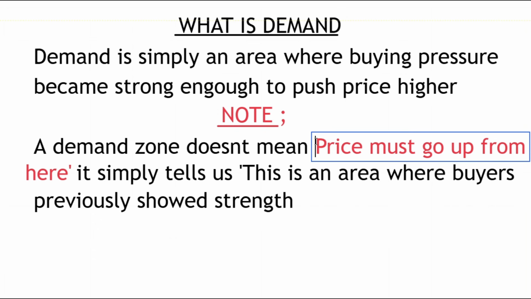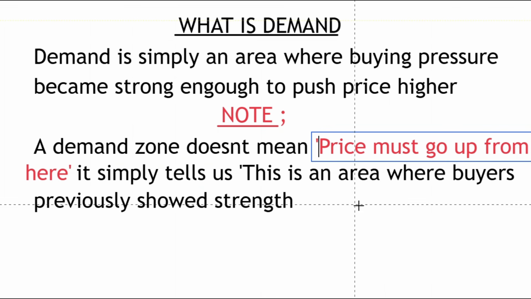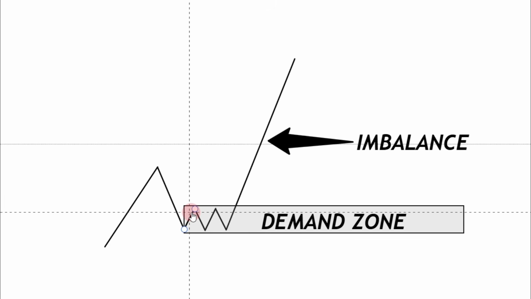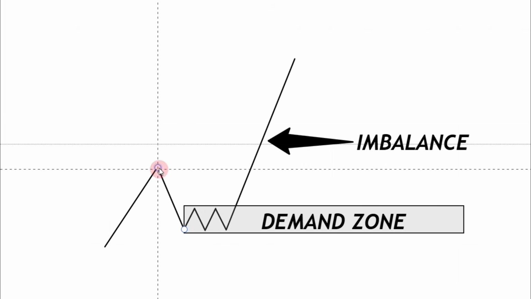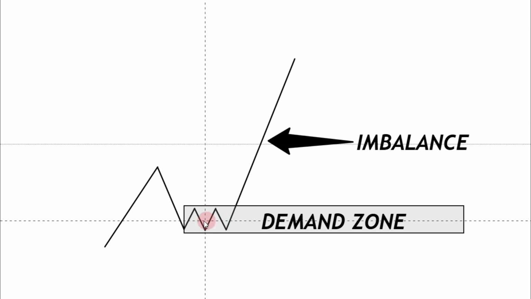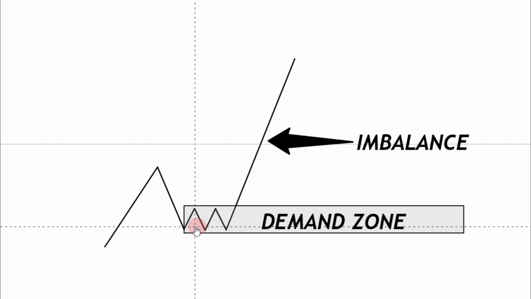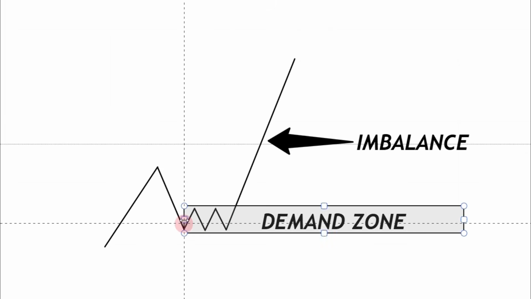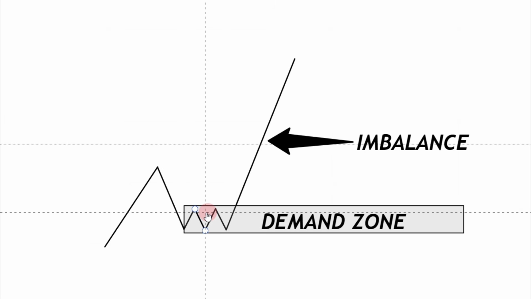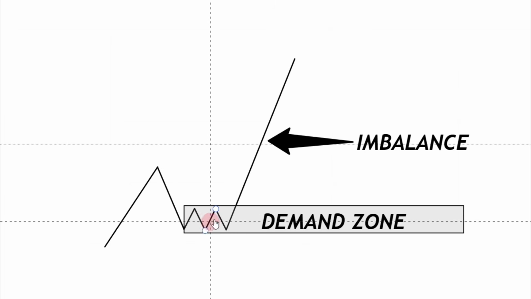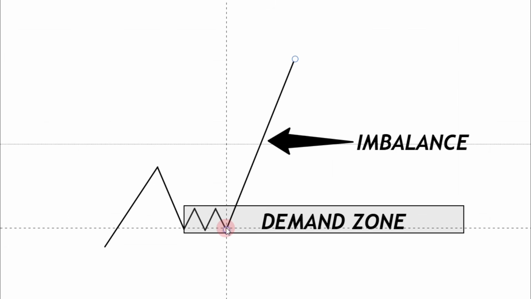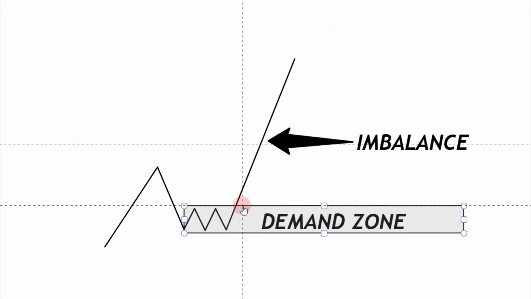What is demand? Demand is simply an area where buying pressure becomes strong enough to push the market higher. Let's look at this from a textbook perspective. We have a bullish structure. After a pullback, the market entered into a period of indecision. You look at the equal highs and the equal lows. This resulted in consolidation. During this consolidation, buyers and sellers are fighting. There is a war between buyers and sellers. Eventually, the buyers won the war and they pushed price to the upside aggressively.